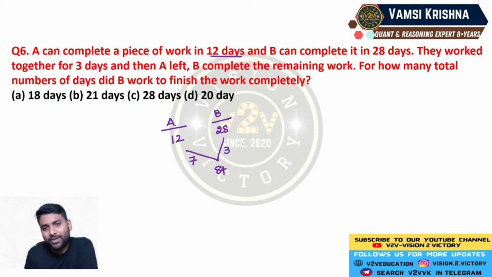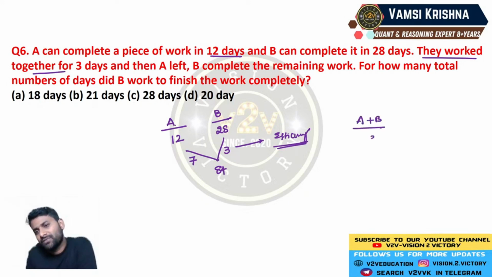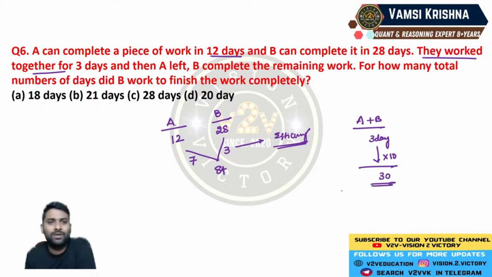Now B completed 3 units per day. Why? Because per day information is always dealing with the efficiency of that person. Now the data you should understand that A and B work together for 3 days. You already know that if A and B work together, they completed 10 units. In 3 days, they completed 30 units of work.